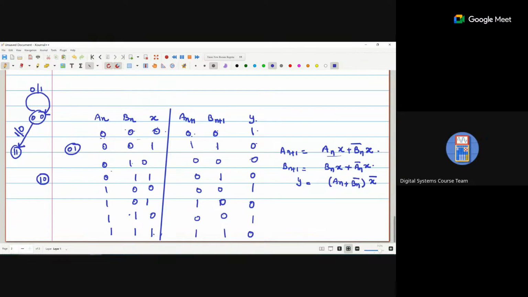From 0 1, if I apply an input 0, I go to 0 0, and the output is also 0. Okay, 0 1: if I apply the 1 input, I just maintain the 0 1 state. So 0 1 to 0 1 if I apply input 1, and the output is 0.